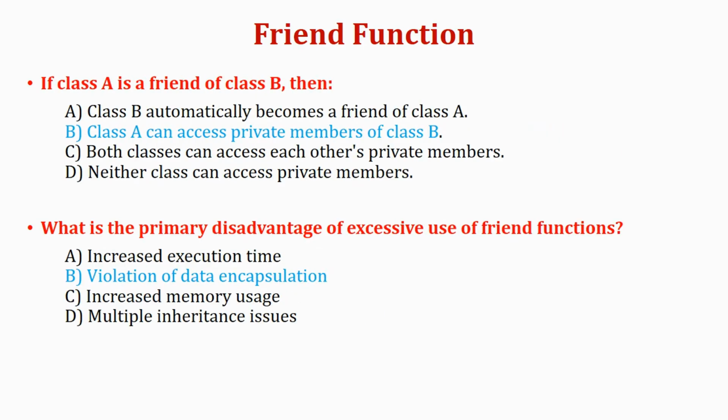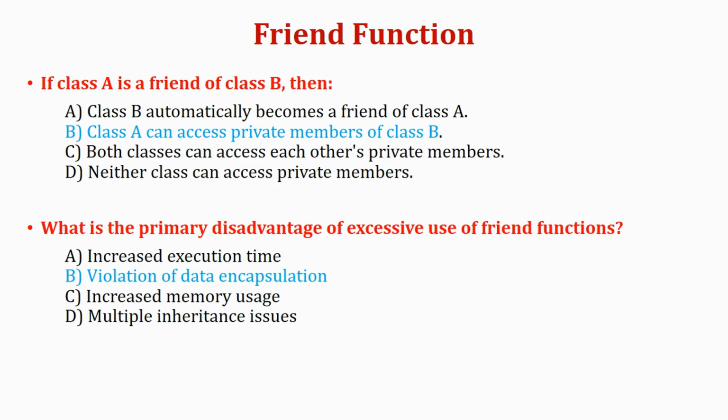And next one, remembering point. If class A is a friend of class B, then the four options are there. Class B automatically becomes a friend of class A. Class A can access private member of class B. Both classes can access each other's private members. Neither class can access private members. Just read the question carefully. If class A is a friend of class B, it is one-way direction, right? So it means the class A can access private member of class B. This is correct.